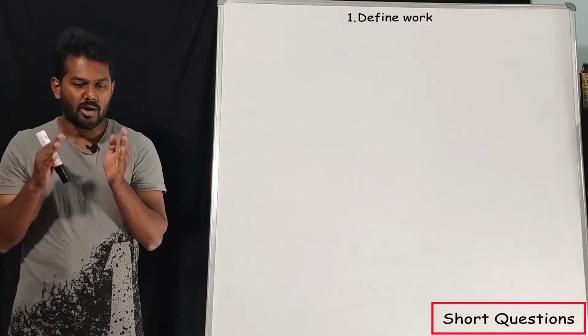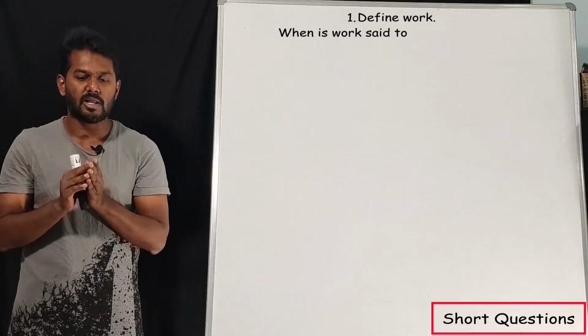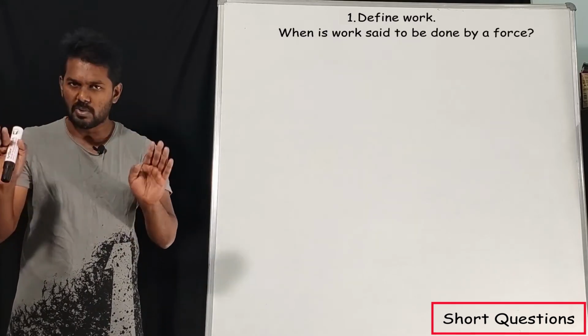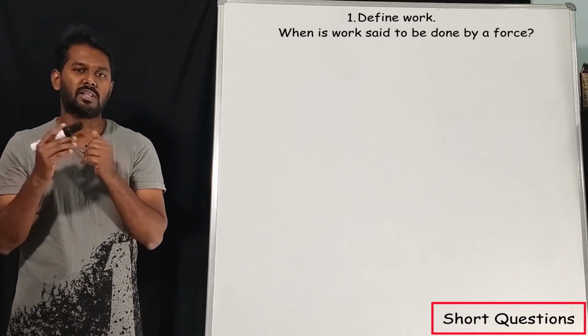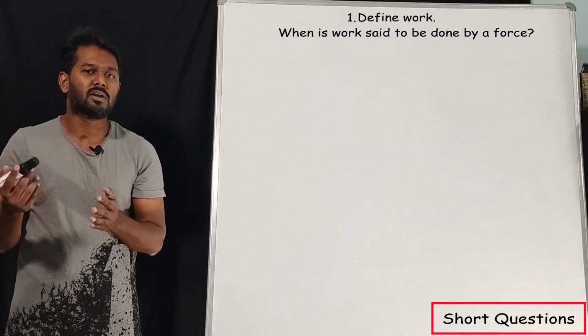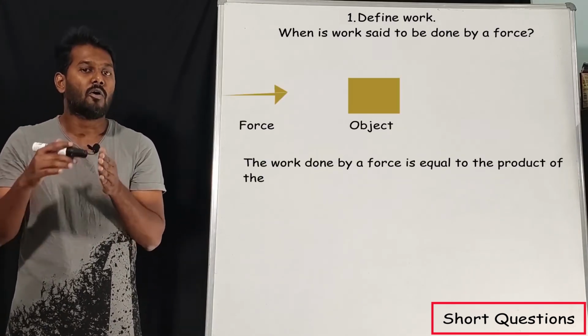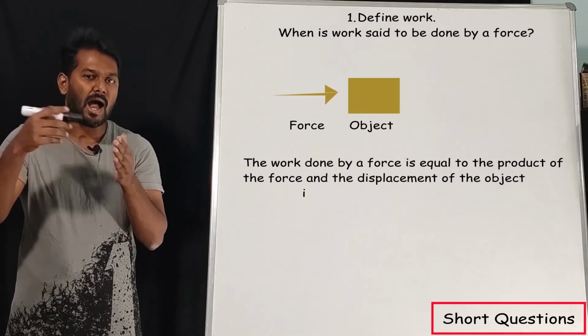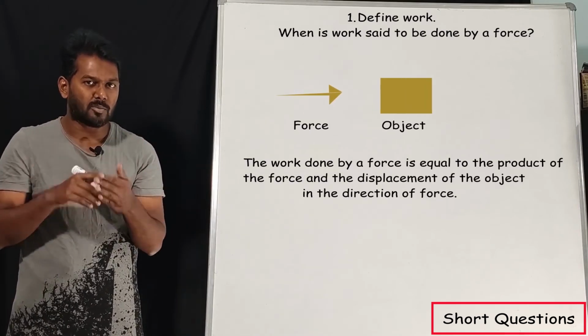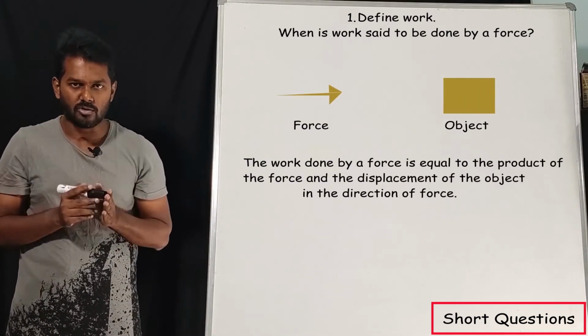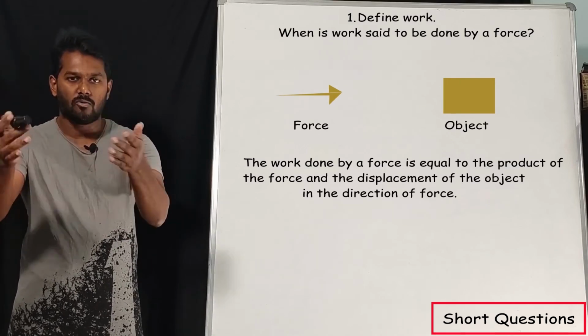Define work. When is work said to be done by a force? Okay, very simple question. They are asking for the definition of work. What do you mean by work done or work? Work done is nothing but the product of force applied on an object and the displacement of the object in the direction of force. So this is the definition of work.